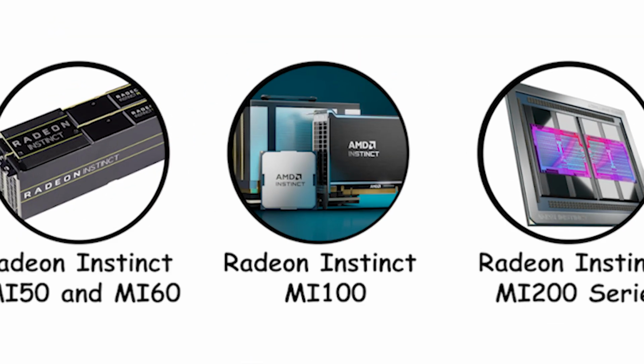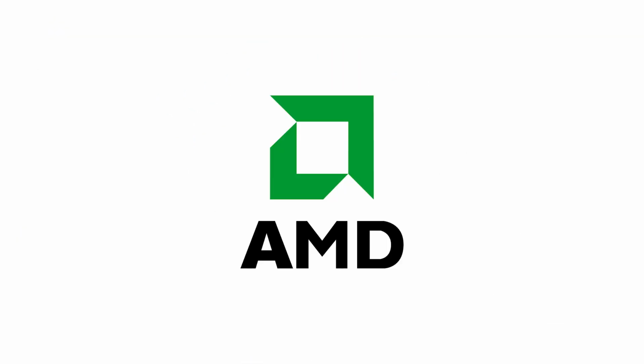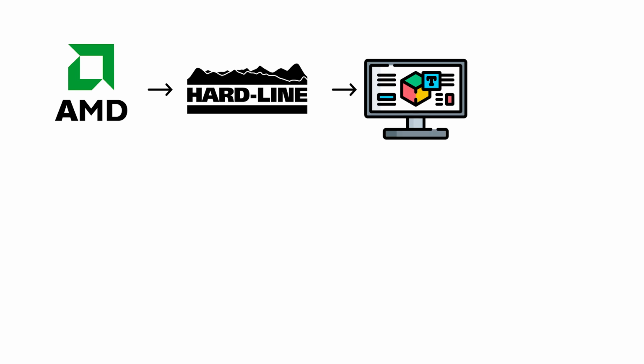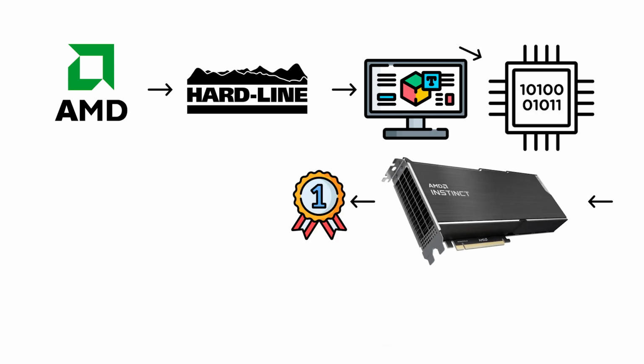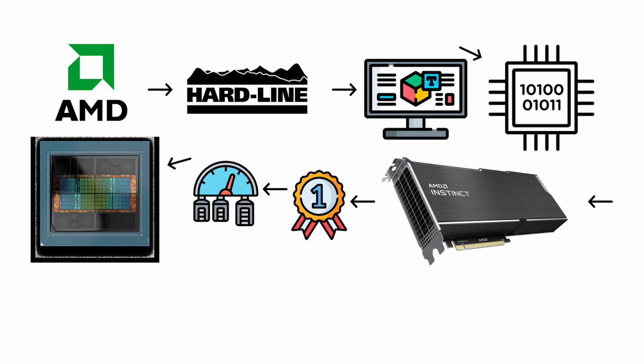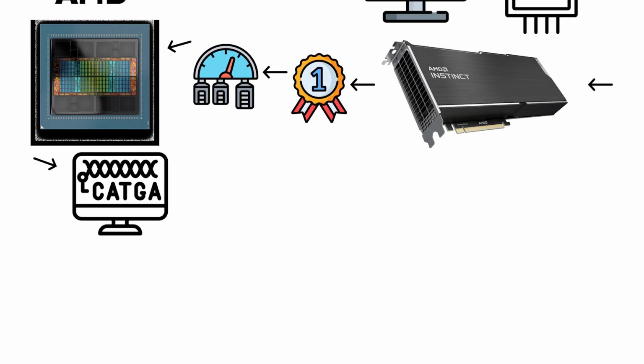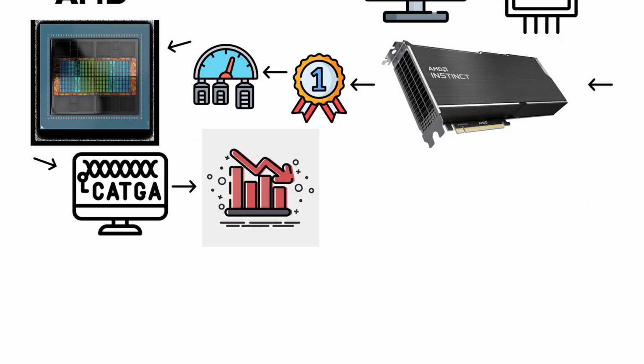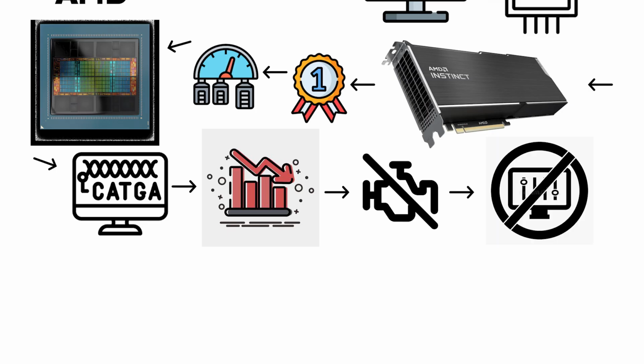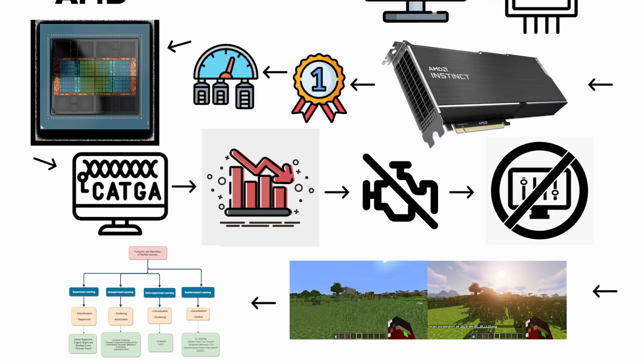Radeon Instinct MI100. This is where AMD drew a hard line between graphics and compute. The MI100 was the first accelerator built on the new CDNA architecture, short for compute DNA, which dropped all the traditional graphics hardware. No raster engines, no display controllers, no shaders meant for rendering, just raw math units tuned for machine learning and high-performance computing.